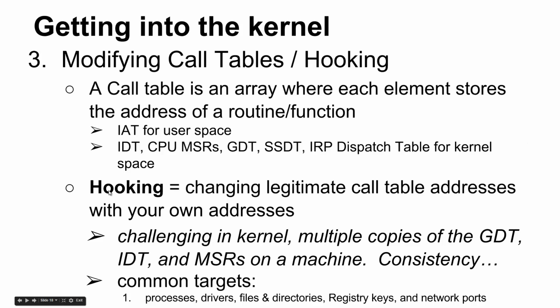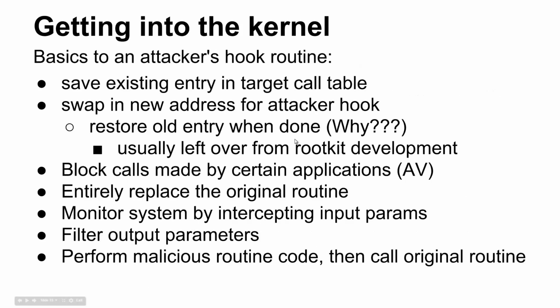And so we've already covered the basics of hooking. However, in Windows there are multiple challenges in the kernel, as there may be multiple copies of the GDT. The interrupt descriptor table and the MSRs on a machine may differ, so having consistency across a rootkit on multiple platforms may be a great challenge. So we haven't actually covered all the basics of hooking. Let's get into it more once we cover the patching. I think it is the next slide.